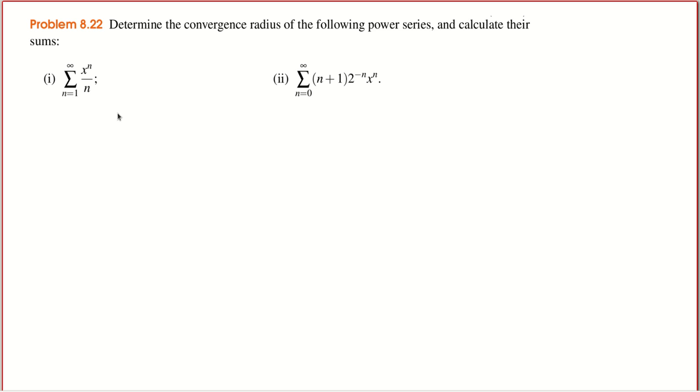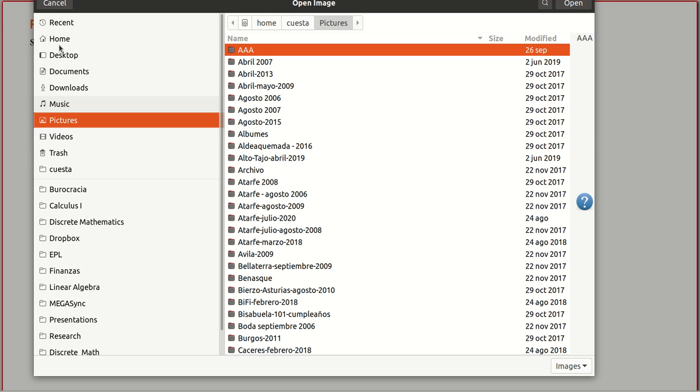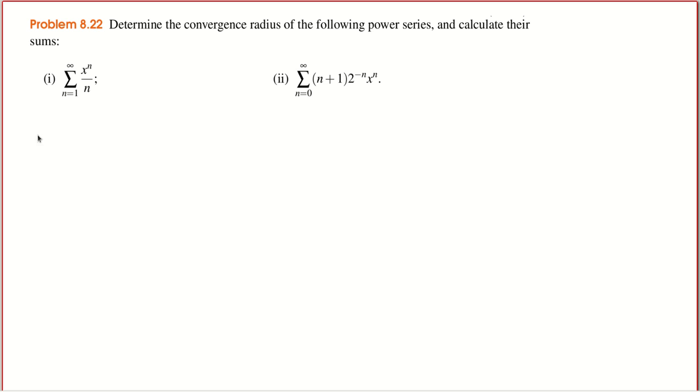Okay, so let's focus on the first one. The first one is the sum from n equals 1 to infinity of x to the n over n. Let's call this function f of x. We have to take into account where we are starting, and it's important where we start because we want the sum. All right, so we have this function here.